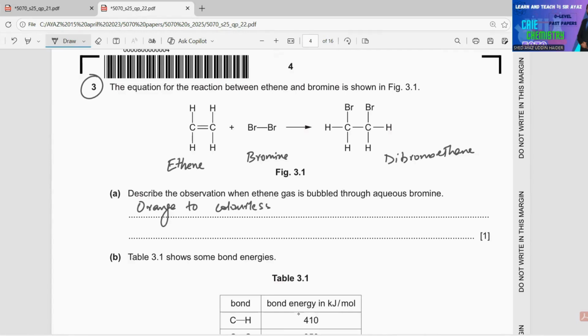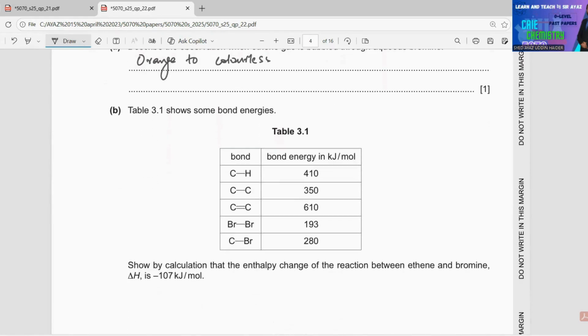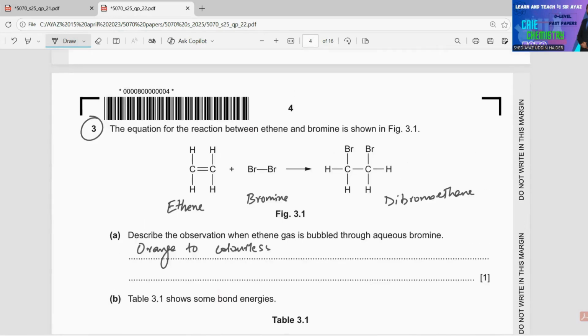Part B. Table 3.1 shows some bond energies. Here's a list of bond energies for some bonds: C-H, C-C, C=C, Br-Br, C-Br. Show by calculation that the enthalpy change of the reaction between ethene and bromine, delta H, is minus 107 kJ per mole. If you look at the reaction equation, what bonds are broken here? We have C=C, this bond is broken, and Br-Br is broken. And what bonds are made? A C-C bond is made and two C-Br bonds are made.